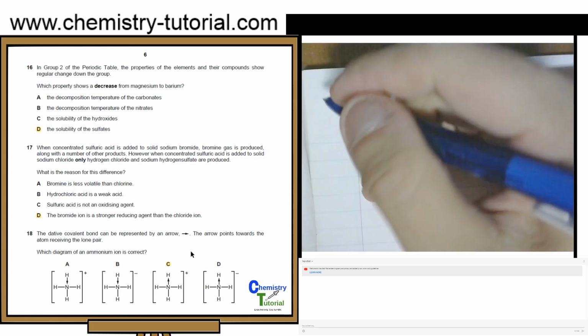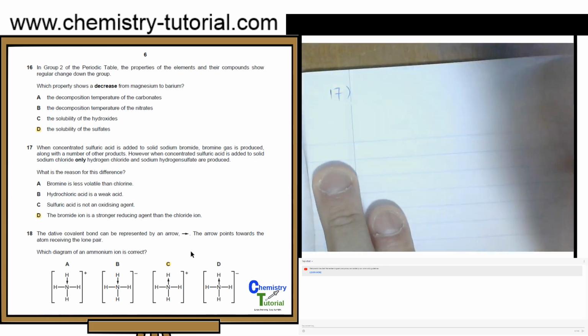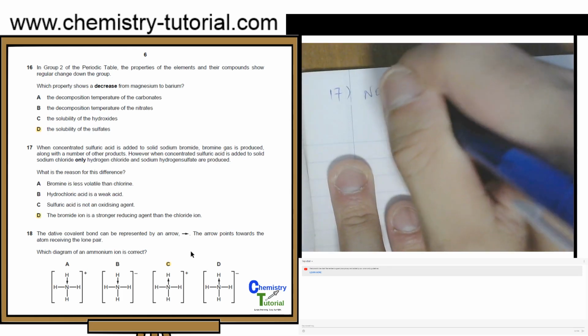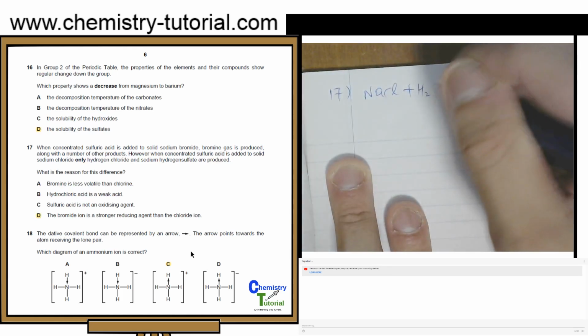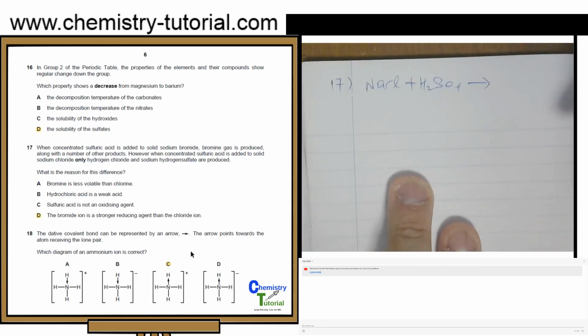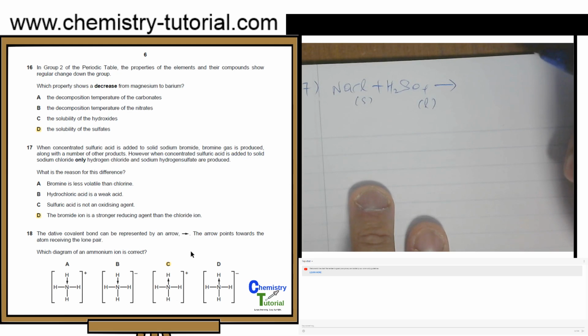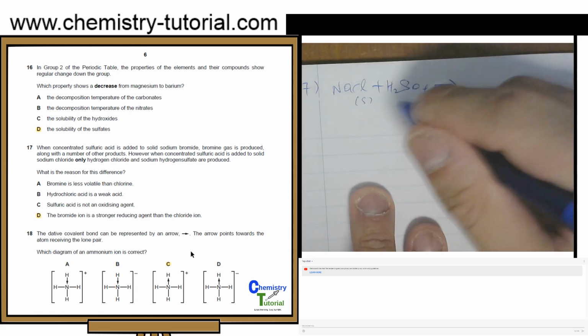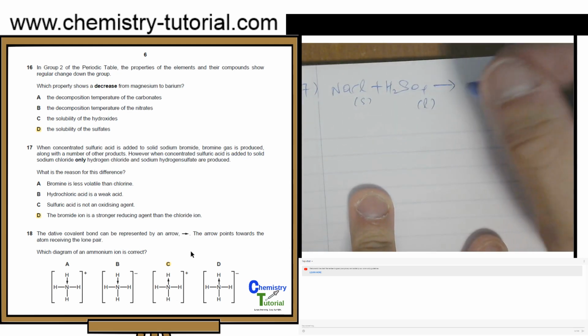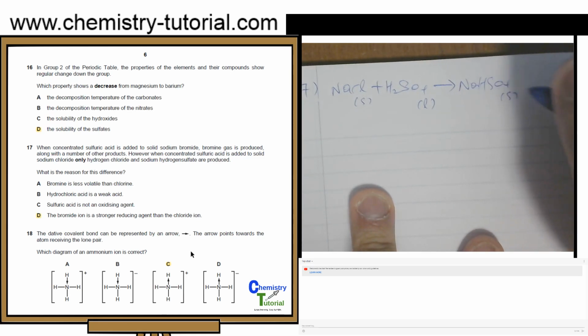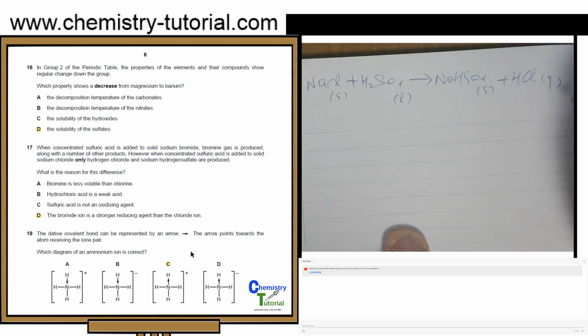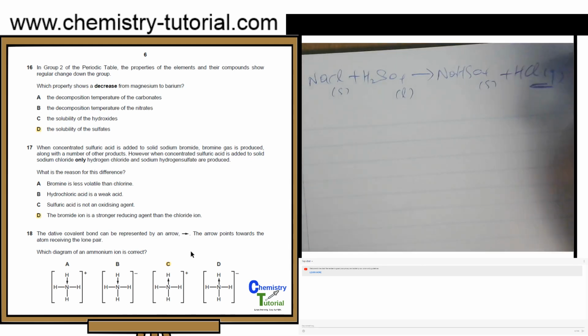Now I'm just going to write the equation first. So we have NaCl plus H2SO4, this is solid, liquid because it's concentrated. You must use concentrated acid, it cannot be a dilute aqueous acid. So you have NaHSO4 solid plus HCl gas. This reaction is highly exothermic, so you actually get steaming fumes of HCl.